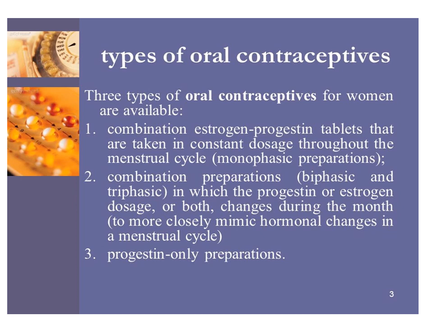Three types of oral contraceptives for women are available. One is a combination of estrogen and progesterone throughout the menstrual cycle at a constant dosage. Or there are combinations in which the progesterone and estrogen doses are changed, or there can be only progesterone preparations.